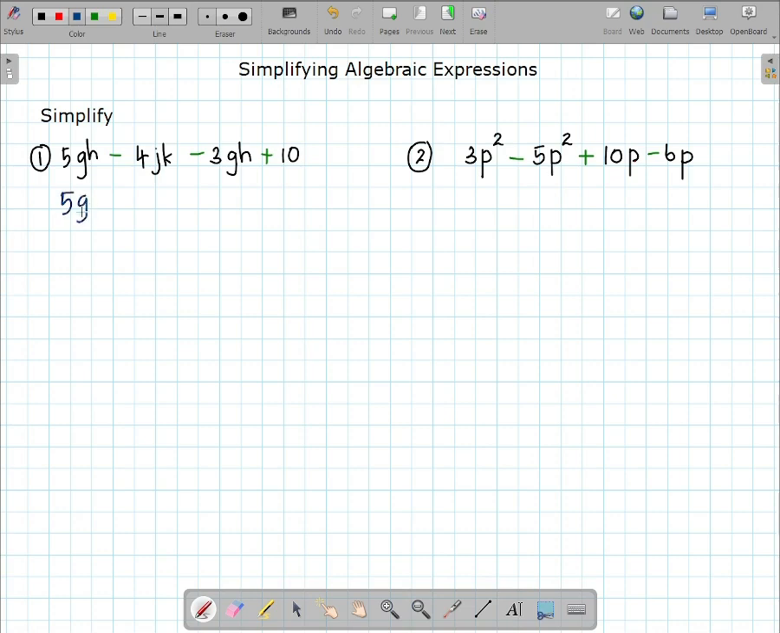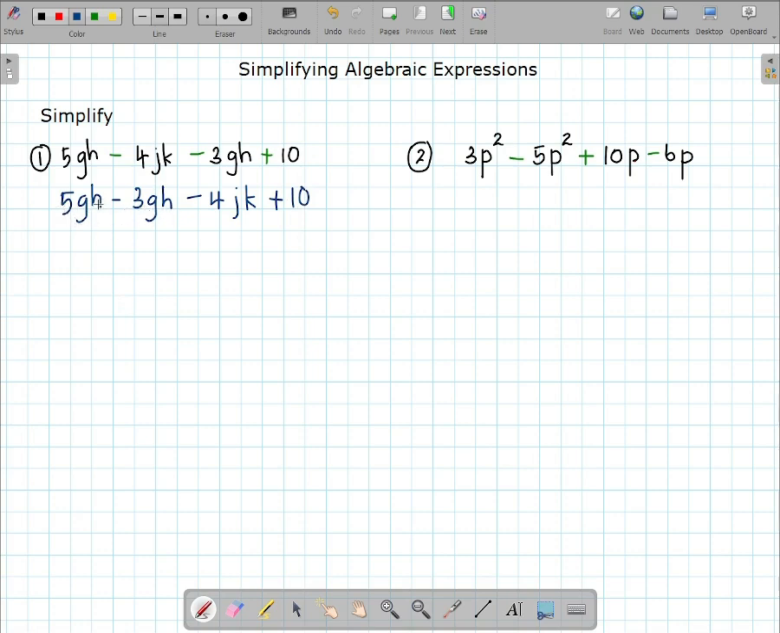5gh minus 3gh. Then we have 4jk and 10. So I continue writing that, 4jk plus 10. Then I can simplify 5gh and 3gh.